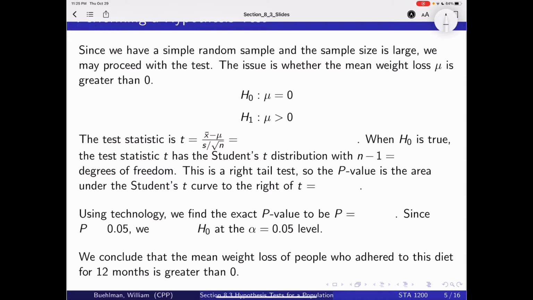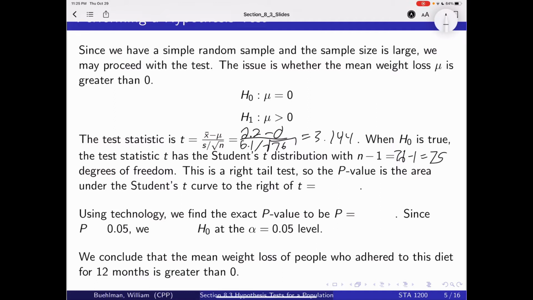The test statistic t is equal to 2.2 minus 0 over 6.1 divided by the square root of 76, which is equal to 3.144. When the null hypothesis is true, the test statistic t has a student's t distribution with n minus 1, which is 76 minus 1, which equals 75 degrees of freedom.